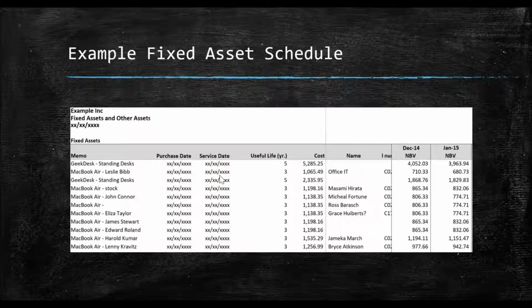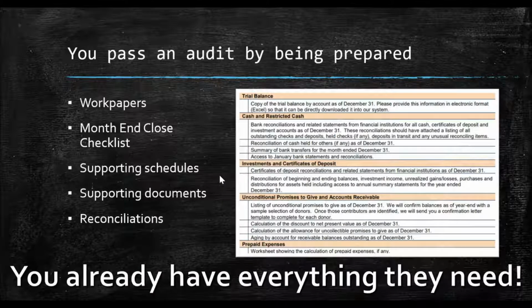All right, so how do you pass an audit? You pass an audit by being prepared and using the same tools that the auditors use. If you close your books on a monthly basis using the checklist, you have supporting schedules and documents, you combine it all into a workbook, you already have everything they need. You have what is needed for an audit.